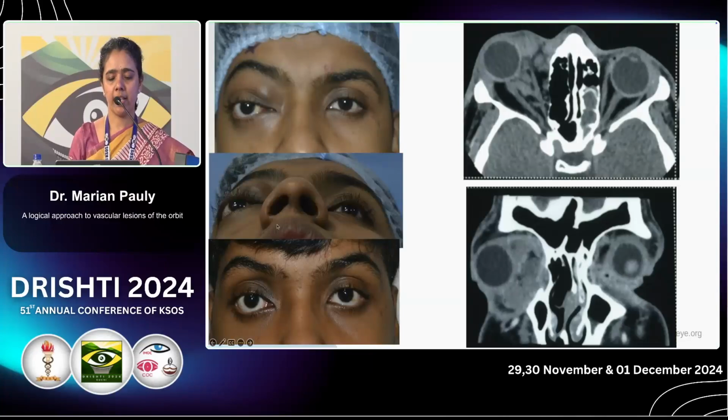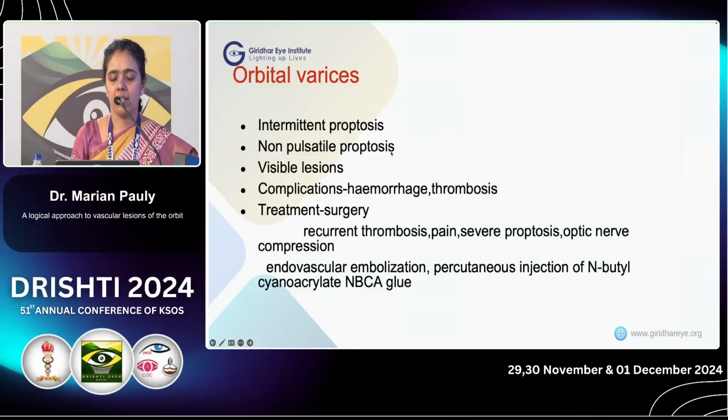Similarly, he presented to us with acute onset proptosis, had minimal compression with a relative afferent pupillary defect, but vision was holding. His IOP was also high, so I started oral steroids. After 3 weeks, it had localized, and then excision and bleomycin injection were done, and he did well. Coming to varices, varices present with intermittent proptosis.